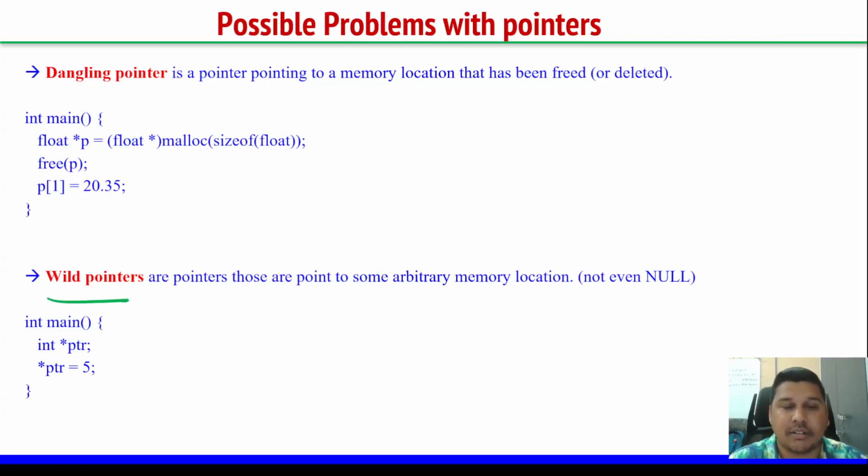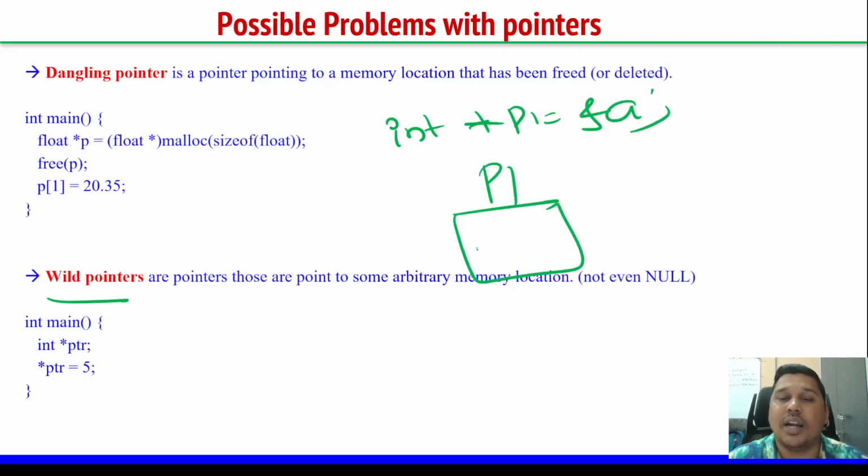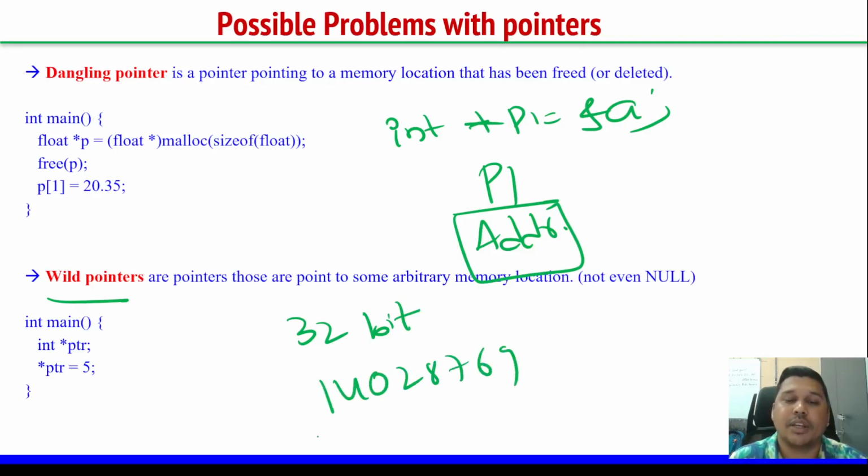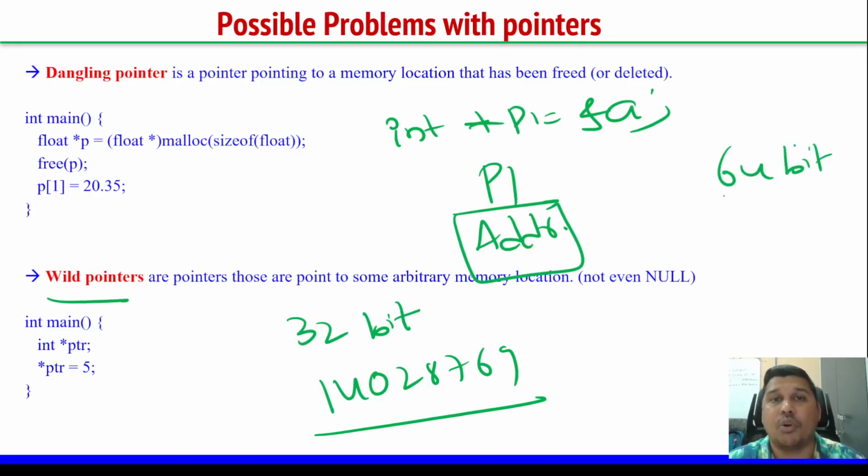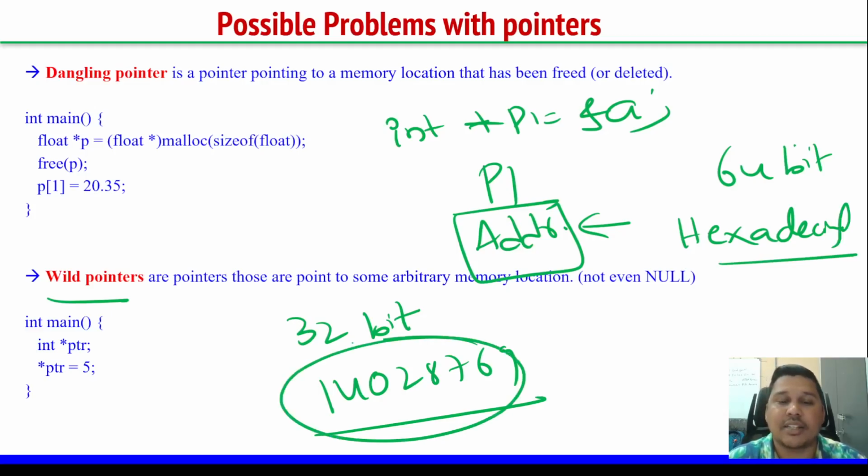Next one is the wild pointer. Generally pointers are used to store an address like this, ampersand a. So this P1 can hold an address. If it is a 32-bit machine, the addresses are something like 140287669. If it is a 64-bit machine or some different type of machine, your computer allocates addresses in hexadecimal format. Indirectly, both are addresses only.